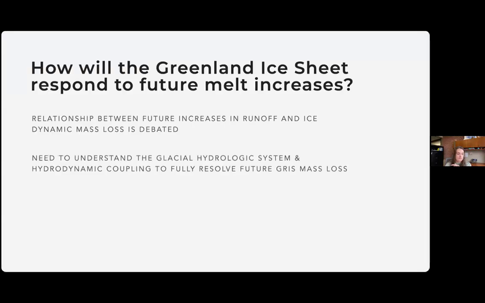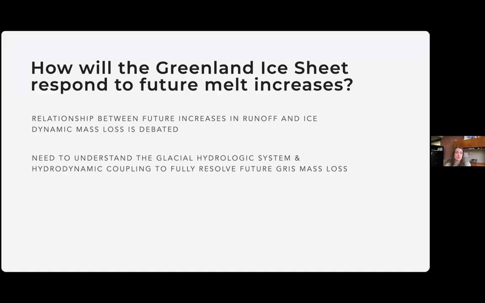So the overall goal, the big question that I'm interested in, is how will the Greenland ice sheet respond to future melt increases? And while I won't answer this giant question today, I will be talking about some of my work aiming at trying to understand this by focusing on several of these smaller processes that are all interrelated.